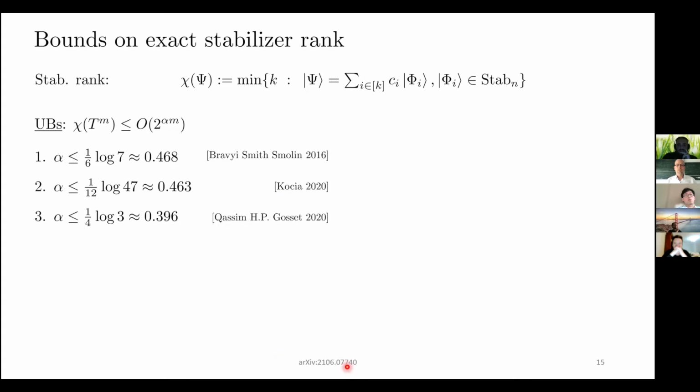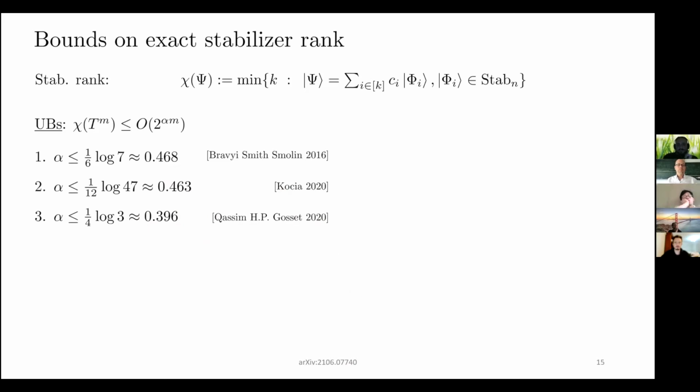And this paper that I'm presenting today will get yet further improvement to, sorry, that date is wrong, it should be 2021, but to this quantity here. So this is going to be Theorem 1, and I'm going to talk through this in a moment.